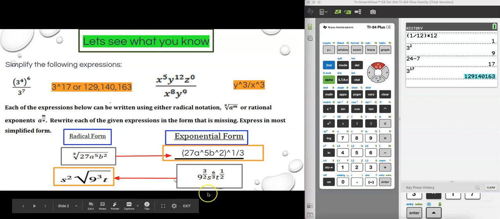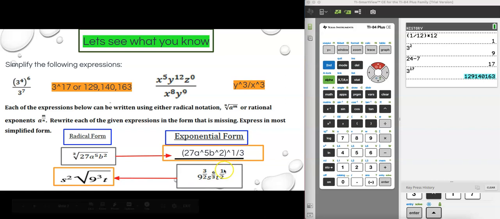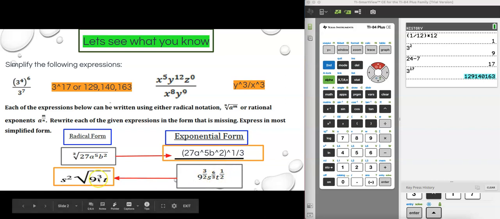First of all, you can see that both the index number for the 9 and the t are the same. So automatically I know that they're both going to go under the square root. The index number here is 2. Now, I know that the exponent on the 9 should be 3, and the exponent on the t should be 1. So when I place them under there, this is what I should get.